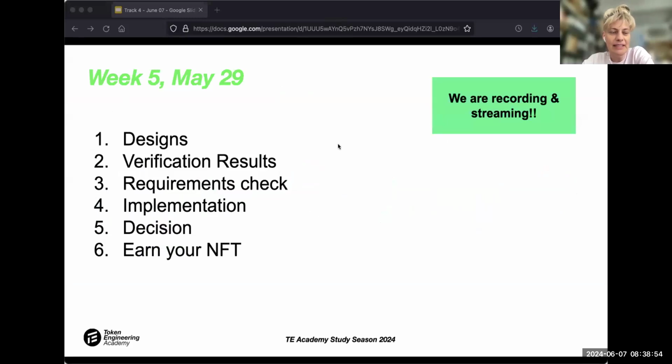We'd like to take a look at the designs again. Then the verification results. So Andrew collected what we've been able to find out, either himself or other students. And I'm pretty excited to see it, I must say, because I have been so busy over the week.